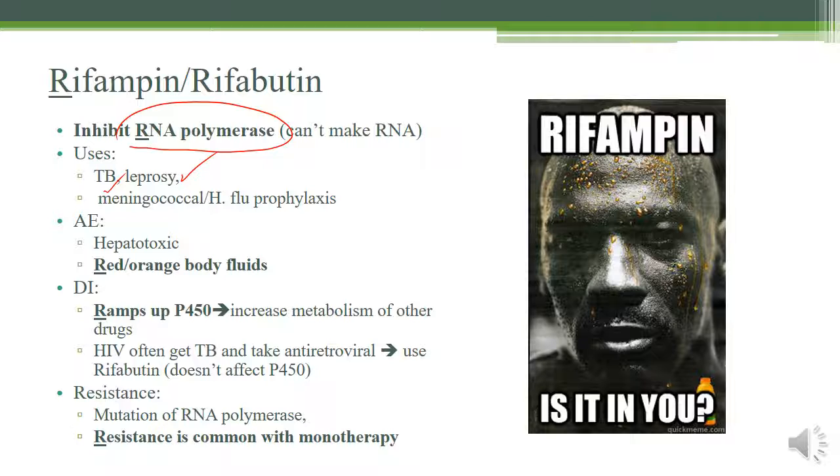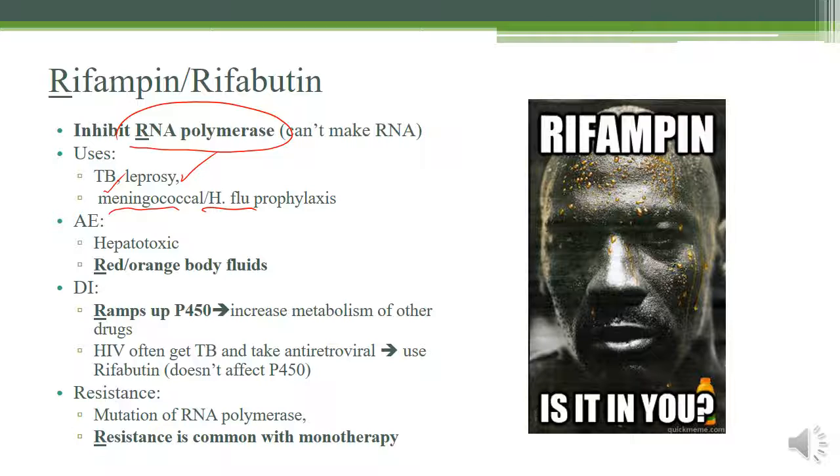Something else to think of for rifampin is that it can be used for meningococcal or H. flu prophylaxis. So not necessarily the person who has the disease, but the people who have been in contact with meningococcal or H. flu. You want to give them this as prophylaxis to make sure that they don't develop the disease.